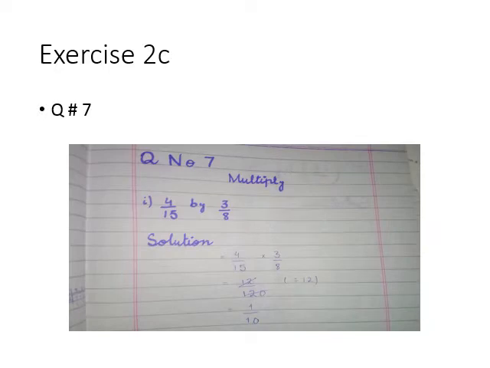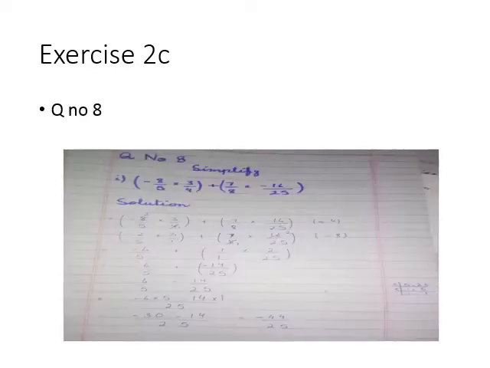Next question is question number 7. Multiply 4 over 15 by 3 over 8. If we multiply 4 by 3 and 15 by 8, then we will get 12 over 120. After that we will cut 12: 12 ones are 12 and 12 tens are 120, and 0 is left. So 1 over 10 is the answer.